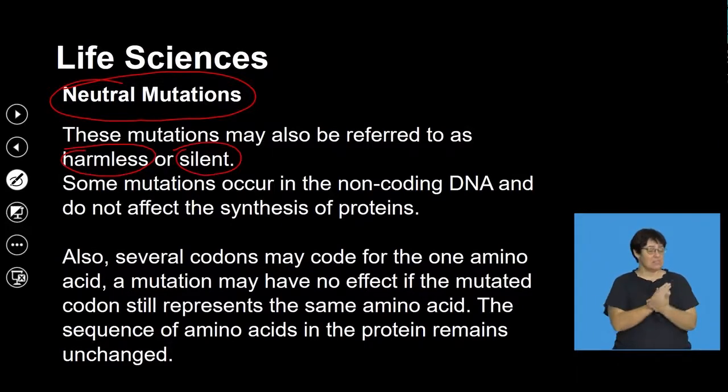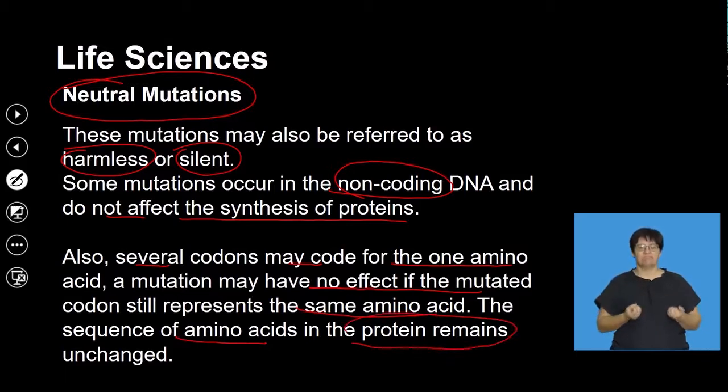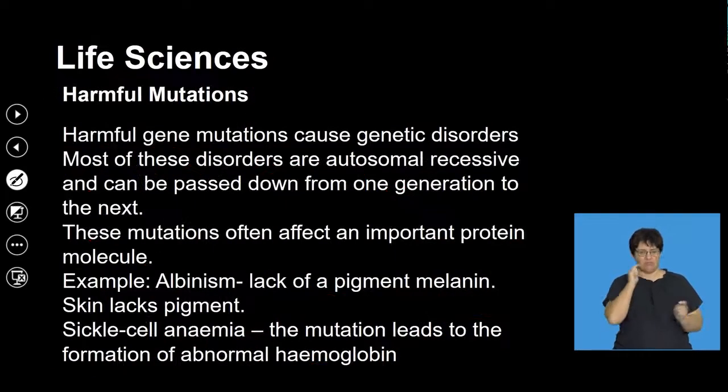Some mutations can occur in the non-coding DNA and thus do not affect the synthesis of protein. Also, several codons may code for one amino acid, and hence a mutation may have no effect on the mutated codon, which at the end still produces the same amino acid. Thus, the sequence of the amino acids in the chain is not altered, and we say that it still produces an unaltered protein. So we say that that's a neutral mutation as it has not affected the protein chain.